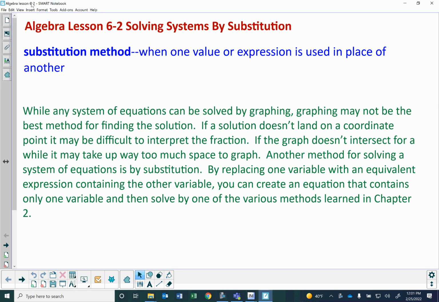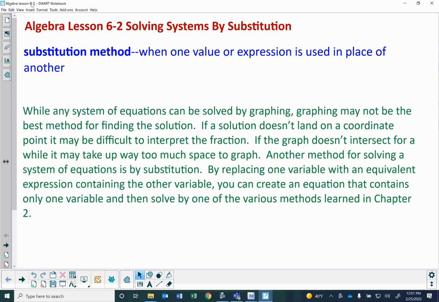This is Algebra Lesson 6-2, Solving Systems by Substitution. The substitution method is when one variable or expression is used in place of another. This method is very handy to use, especially when you can't graph something very easily.